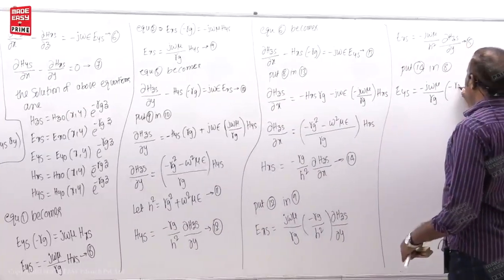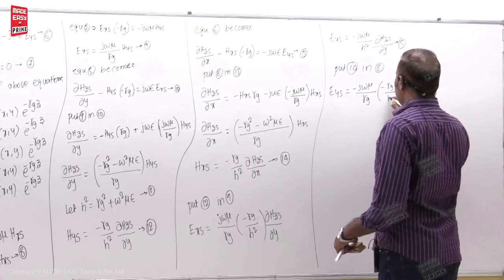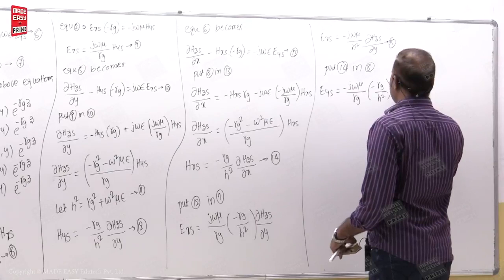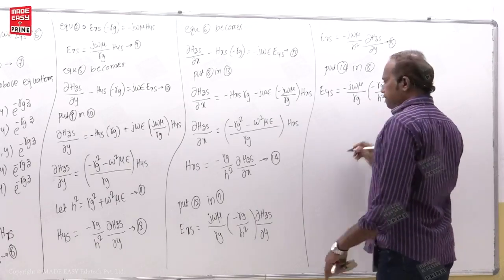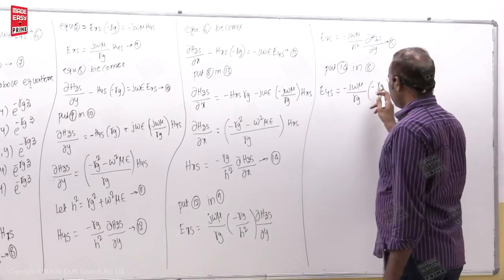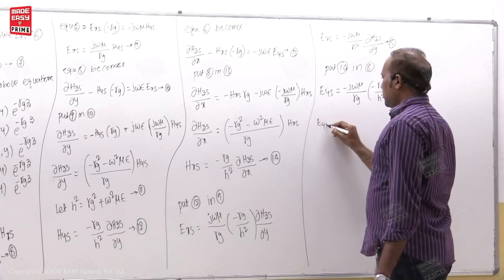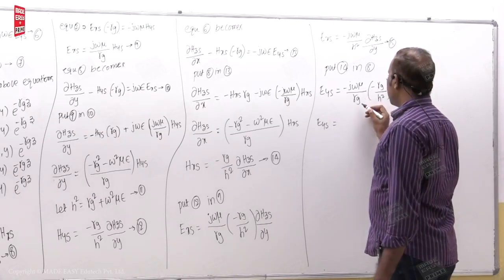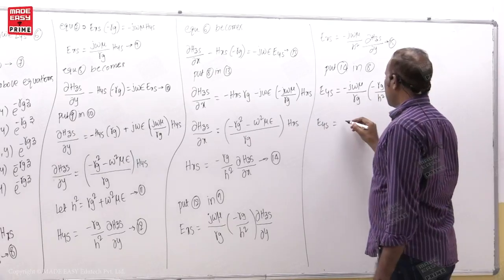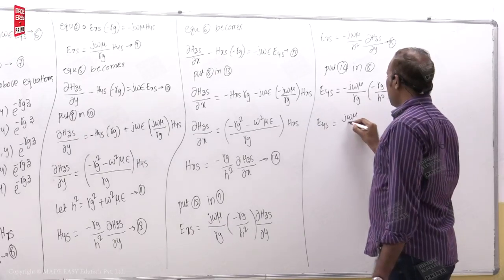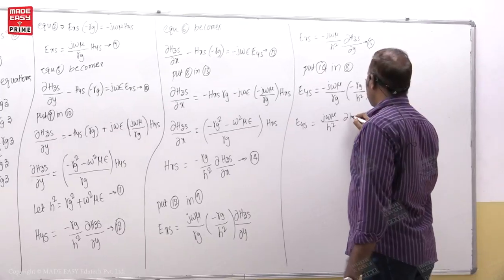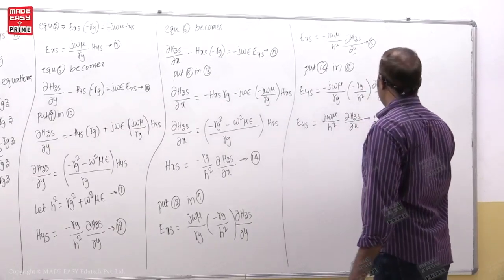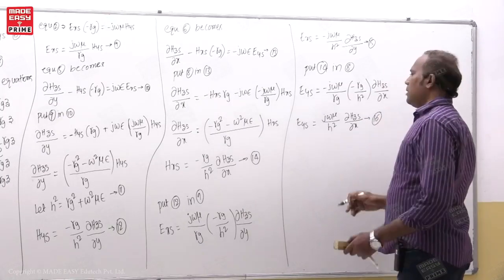So minus gamma g divided by h square dou Hz divided by dou x. Gamma g cancels, minus into minus plus. So EYS is equal to j omega mu by h square dou Hz by dou x. This is equation number, let us say, 16.